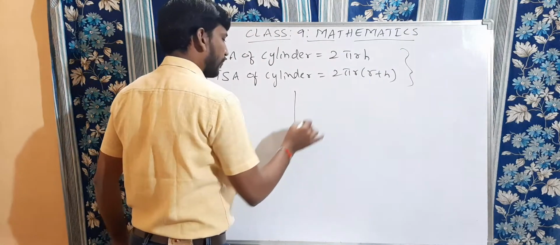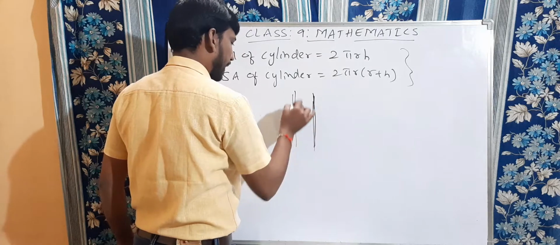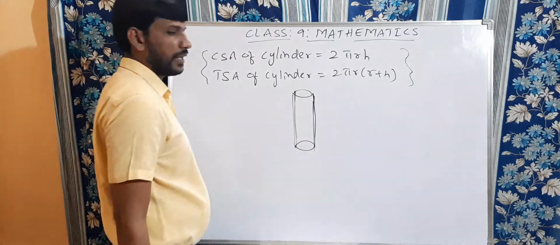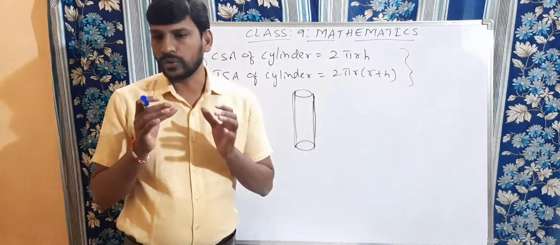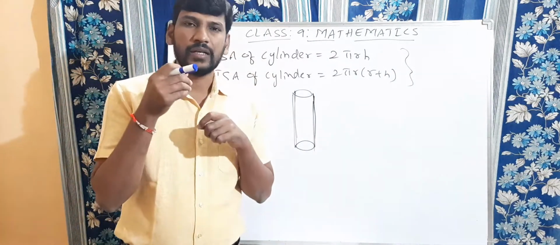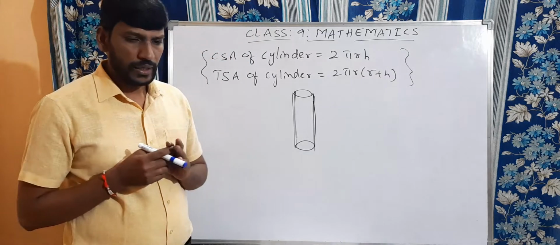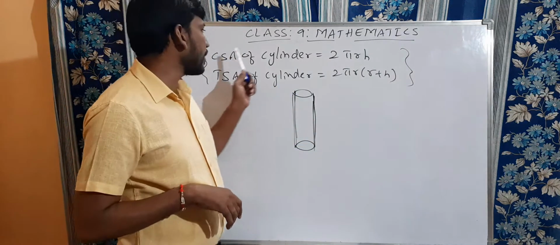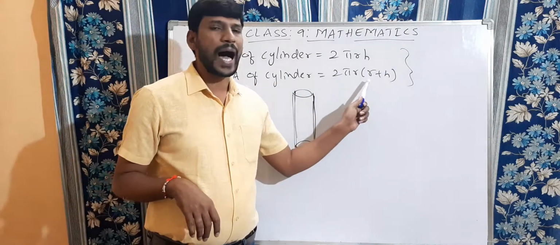The cylinder should be like this. Clear? You just see this is a little bit of a pipe type. I already showed you how to take a rectangular paper and fold it along the length or breadth, and you will get a cylinder. Clear my dears? So now CSA of cylinder equals 2 pi r h and TSA of cylinder equals 2 pi r (r plus h).